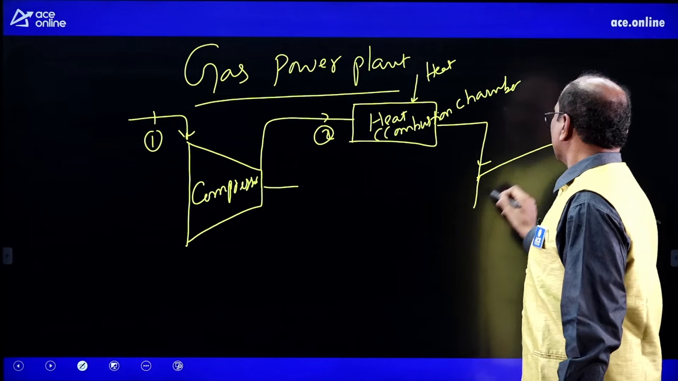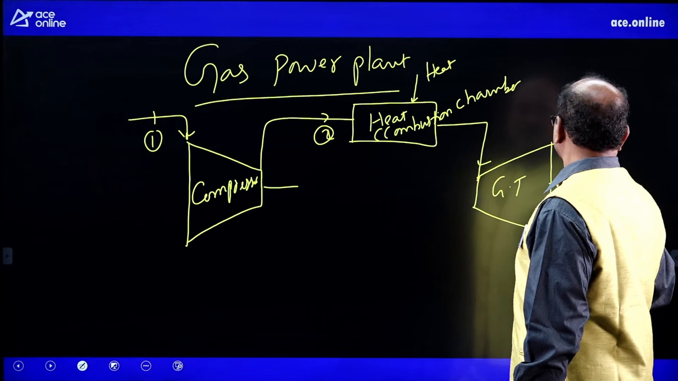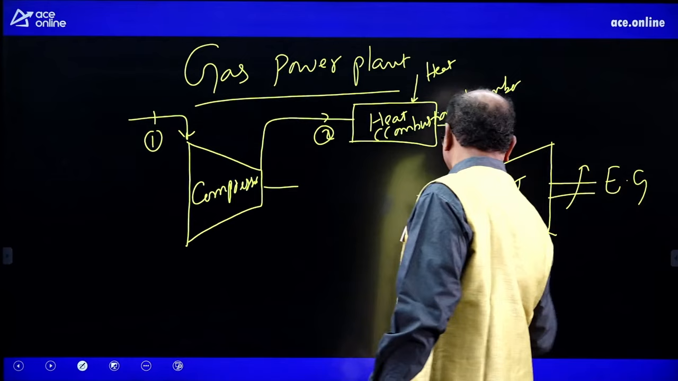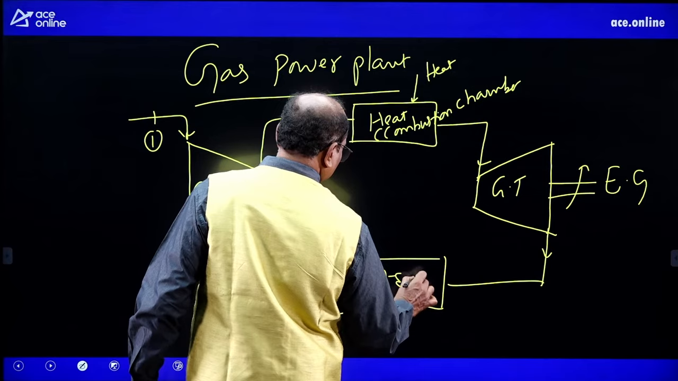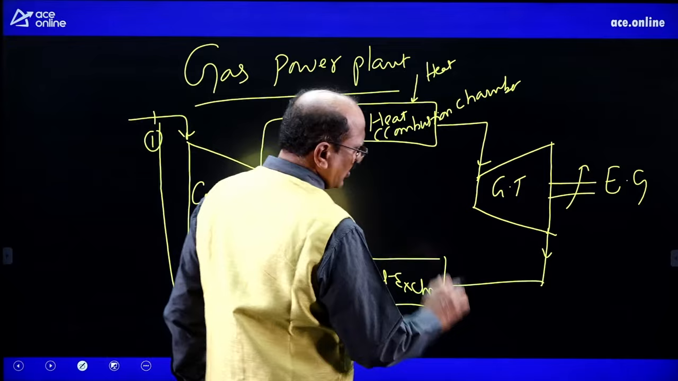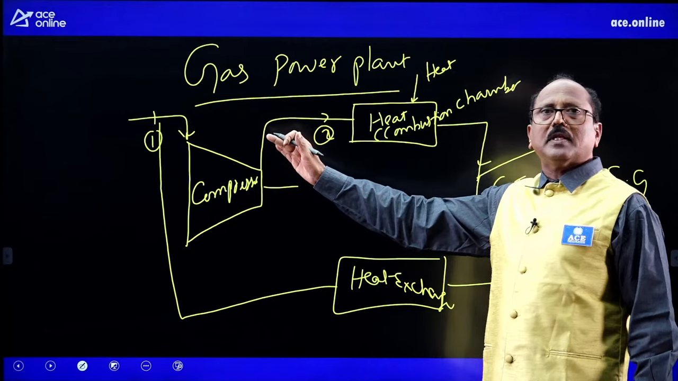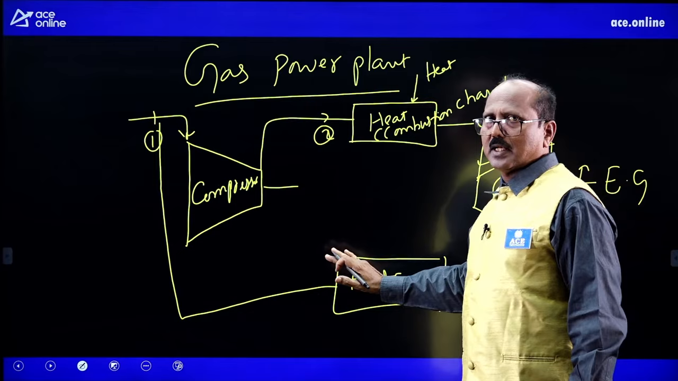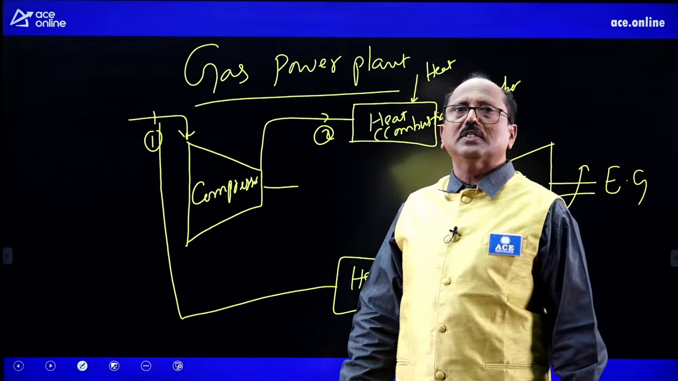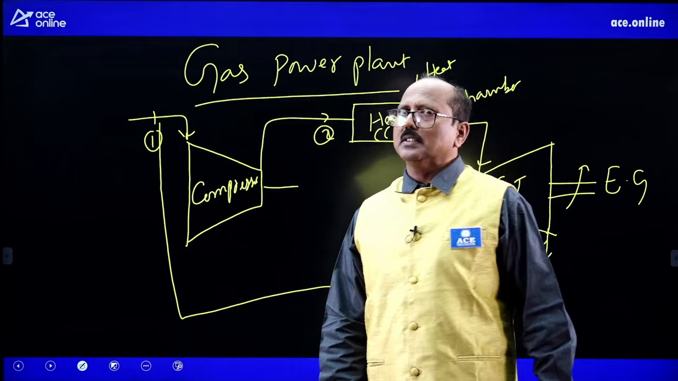The gas turbine produces mechanical power that goes to the electrical generator, EG. Then that goes again to the heat exchanger. Heat is removed, then that air can be used again, like this, right? Otherwise, you can throw it into the atmosphere also. So, four components for a gas turbine plant: compressor, combustion chamber, gas turbine, then heat exchanger. If you don't want to use the exchanger, you can leave it. You can throw the air into the atmosphere only. So, major components: compressor, combustion chamber, and turbine.